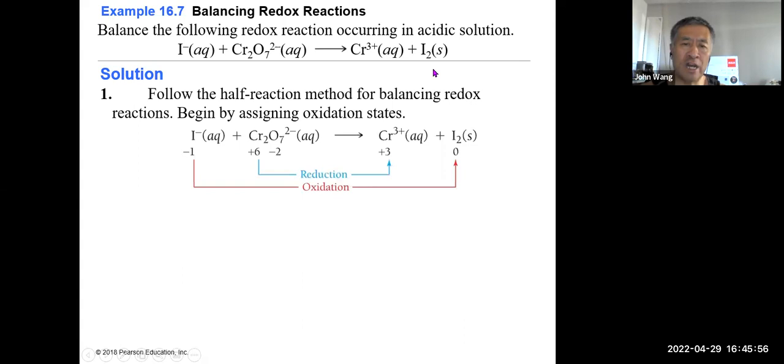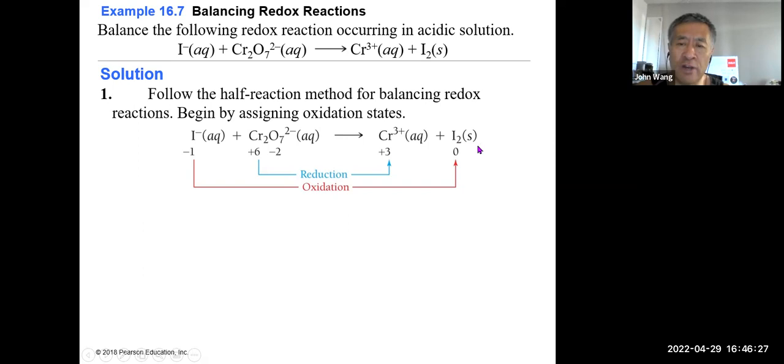You can do that very quickly by using the oxidation numbers. So this I is negative 1, because it's a monatomic ion. For this one, you have to use what we talked about, using the equations. So we get plus six for Cr, negative two for O. And here it becomes like a monatomic ion again, so Cr3 plus. And this I2 is the free element, so zero.